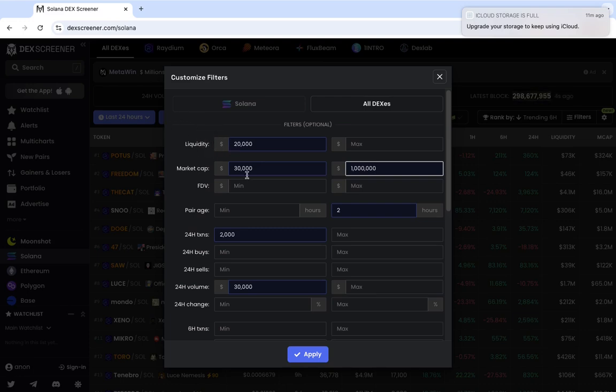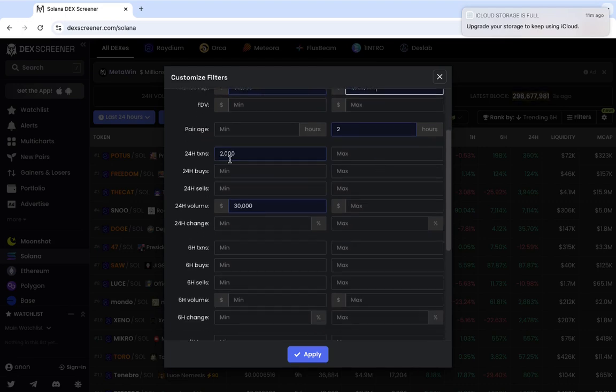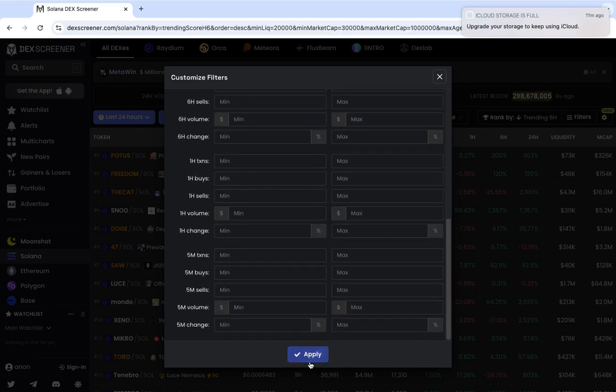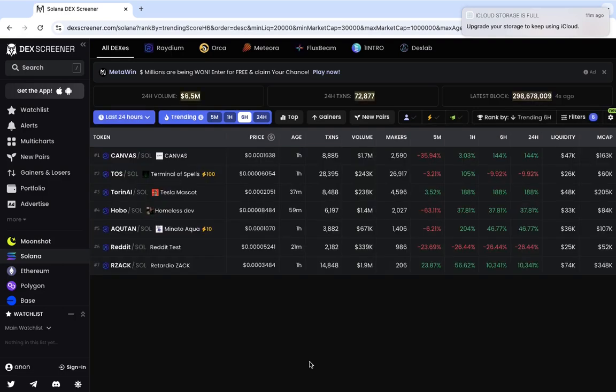Okay, but when we get these results, right, you still have to do further probing. You still have to do some further research. So the liquidity is at 20,000 US, market cap minimum 30,000 US to a million. Then 24-hour transaction should be around 2,000. So if we want to bump it up a lot, we can even go to 3,000. That's perfectly fine. The 24 volume should be minimum 30,000. And yeah, let's try and apply and see what type of results we are going to get.